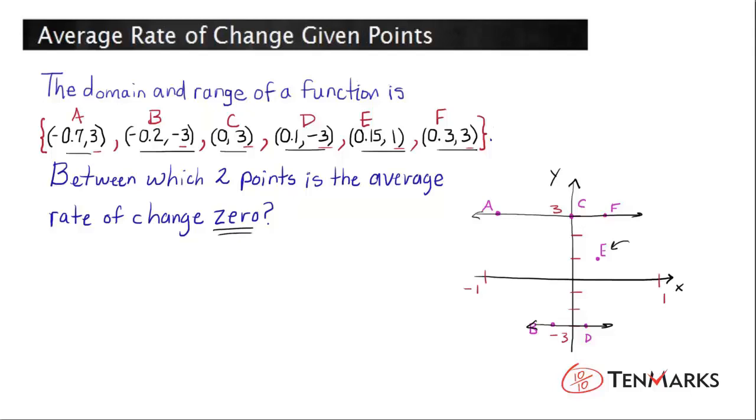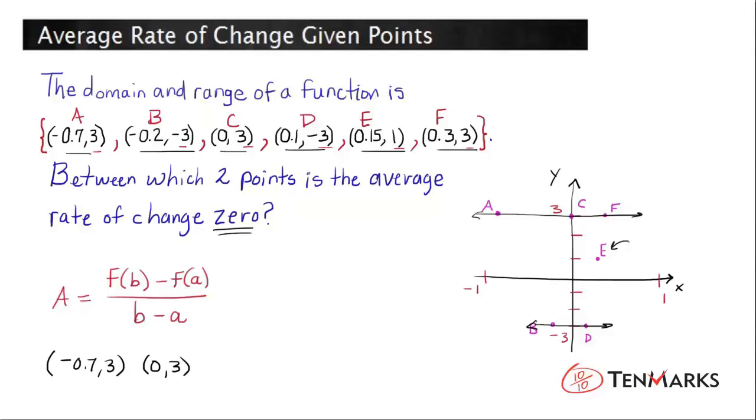Now just to make sure that you're comfortable with the fact that these are going to have a rate of change of 0, let's go ahead and plug 2 of these points into the formula. Here's the formula: A equals f of b minus f of a over b minus a. So let's choose, how about we try A and C. So let's set that up over here. Point A is negative 7/10, 3. And point C is 0, 3. It's nice to have the points side by side when you're using the formula.